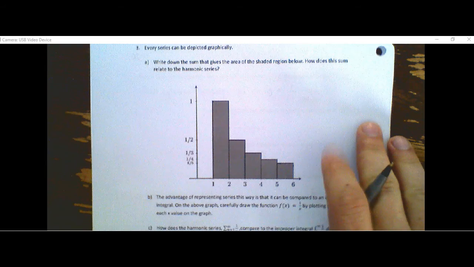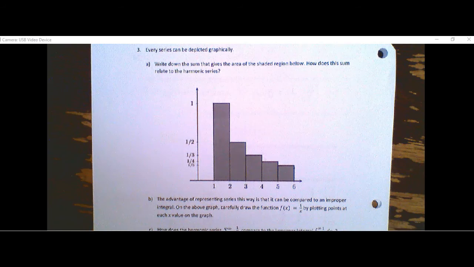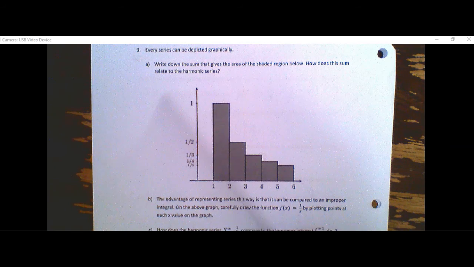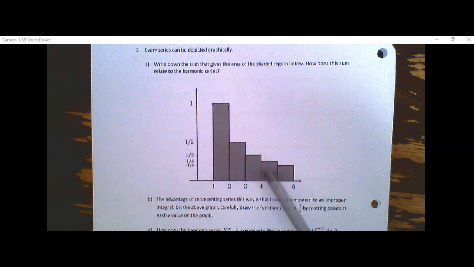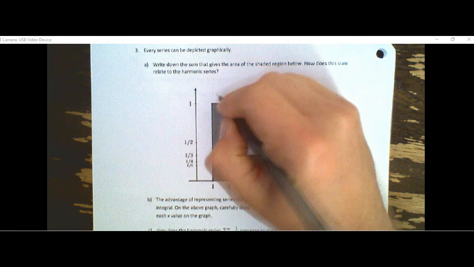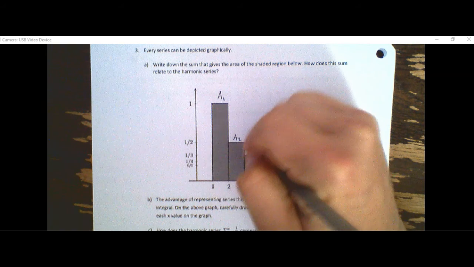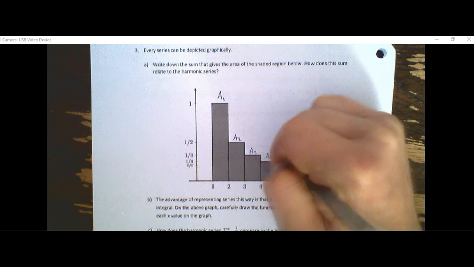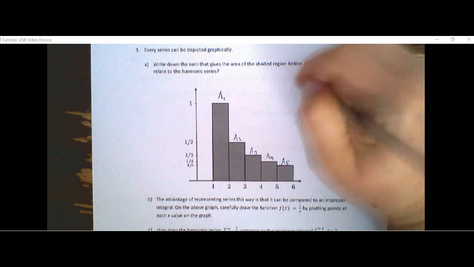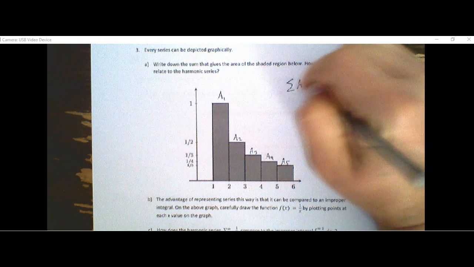So every series can be depicted graphically. So here we can see the series represented by a bunch of shaded-in rectangles. Okay. So the area of these rectangles represents the series. Okay. So let's write down the sum of the areas here. So if we look at the first area, A1, A2, A3, A4, A5. So the sum of all these areas would be what?